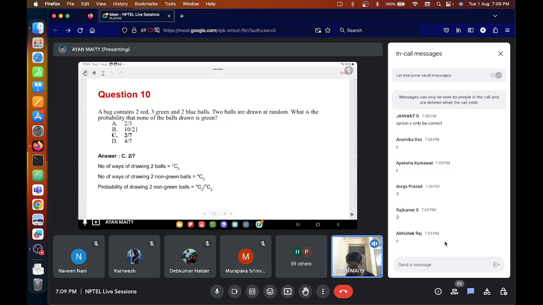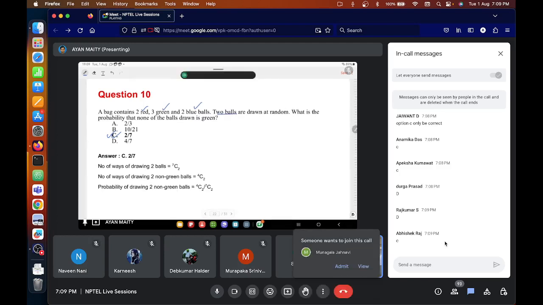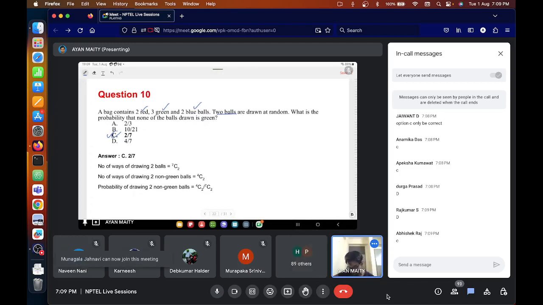So the correct answer here is C, 2/7. So how can we calculate that? The bag contains 2 red balls, 3 green balls, 2 blue balls. So there are a total of 7 balls, and 2 balls are drawn at random. First we have to find out the number of ways we can draw 2 balls from the 7 balls. That would be our sample space. So 7 balls are there and we are drawing 2 balls. So 7C2 is the sample space. This is the total number of ways we can draw any 2 balls from these 7 balls.